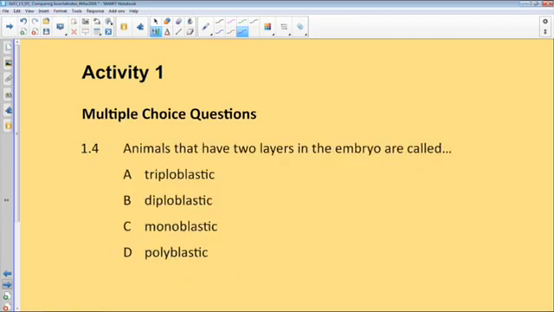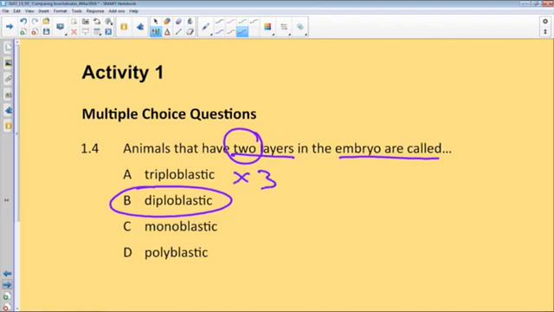So guys, next one. 1.4. Animals that have two layers in the embryo are called. So guys, remember the word two again, so it should refer to the word di. So we know that organisms with two layers in the embryo are referred to as being diploblastic, and the word triploblastic would be organisms that have three layers. Polyblastic I haven't heard of. Monoblastic would be something that has a single layer, and hence the correct answer here would be diploblastic, and we saw that as being characteristics of the first and second groups of organisms that we were comparing.